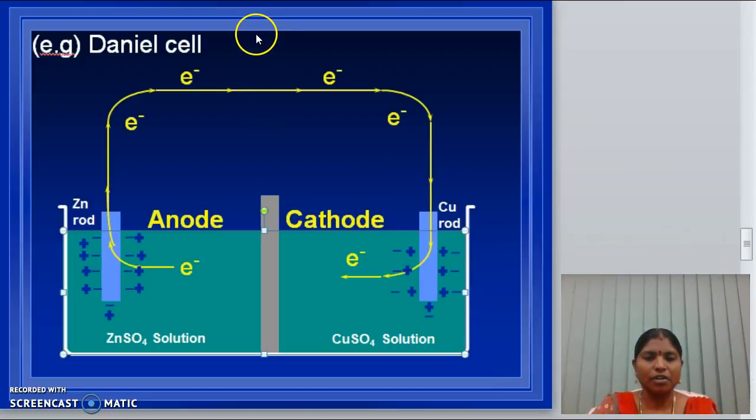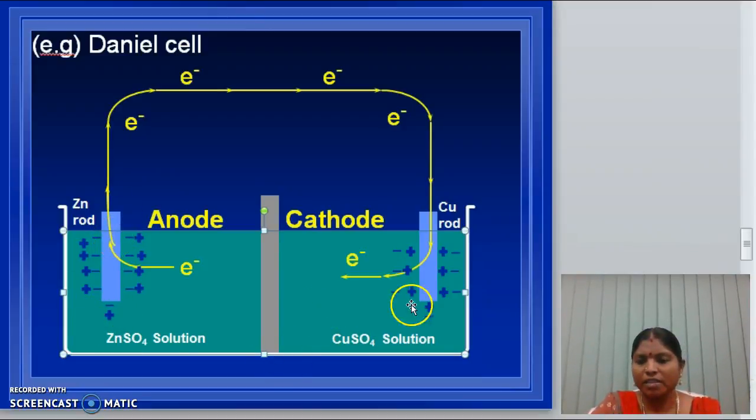So generally, how will you define electrode potential? When a metal is dipped in a solution of its own salt, either loss or gain of electrons takes place and a potential is developed. That potential is known as electrode potential. If the potential is developed due to an oxidation reaction, it is oxidation potential. If the potential is developed due to a reduction reaction, it is known as reduction potential. Very simple. That's all.